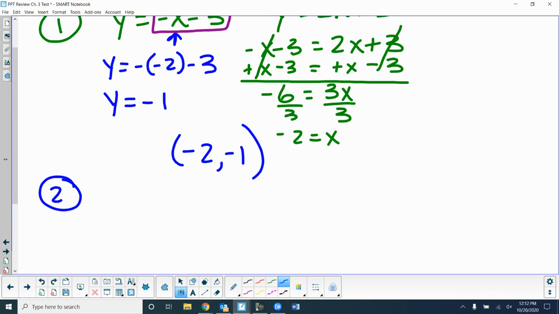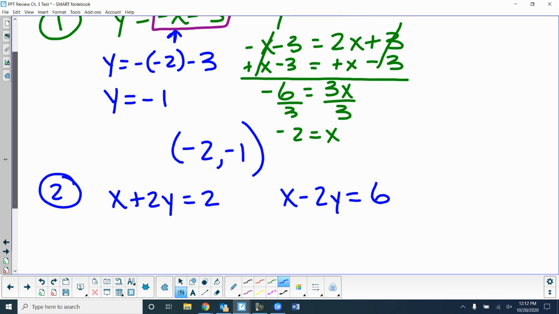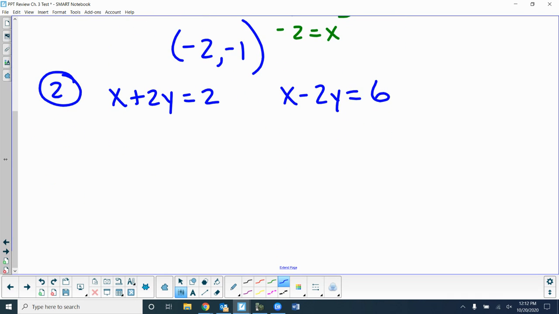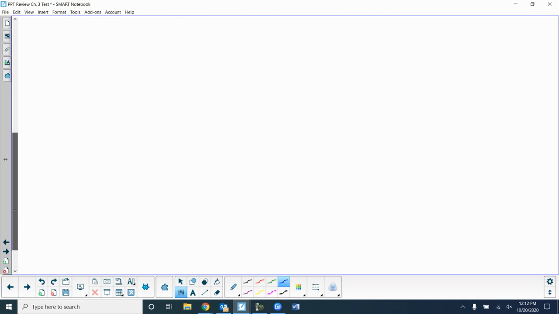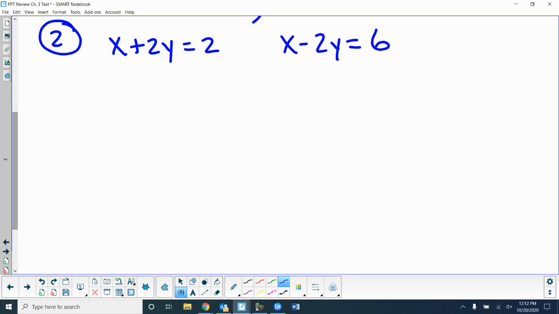Okay. Number 2. We got x plus 2y equals 2, and x minus 2y equals 6. I'd get one of the x's alone. I wouldn't worry about getting the y's alone, but it's okay if you did. But it's easier to get the x's alone. I'm going to add 2y to get this x alone.